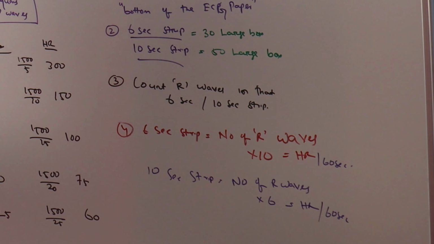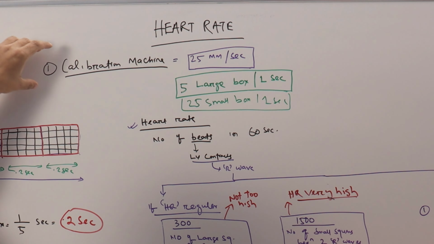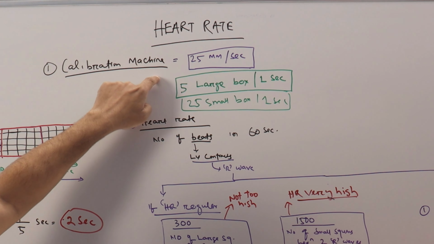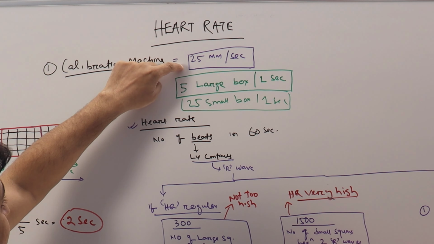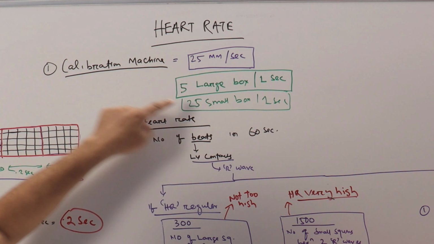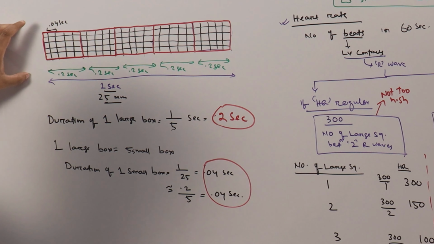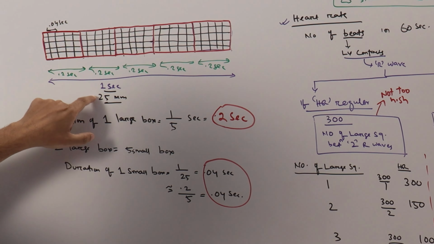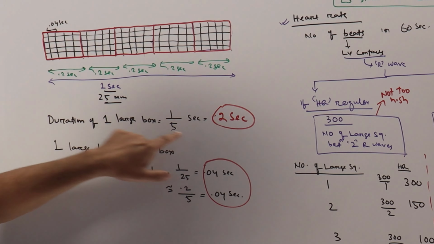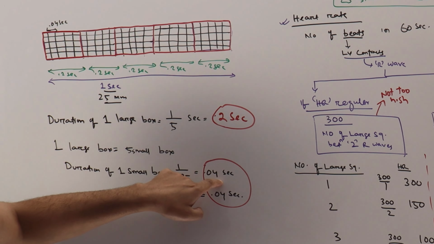Right. So today we discussed how to calculate the heart rate. First is the calibration technique. What is the normal calibration of our machine? It is 25 mm per second, which means 5 large boxes per 1 second and 25 small boxes per 1 second. In 1 second it goes 25 mm, which means the duration of one large box will be 0.2 seconds, and each large box is 5 small boxes, and the duration of each small box will be 0.04 seconds.